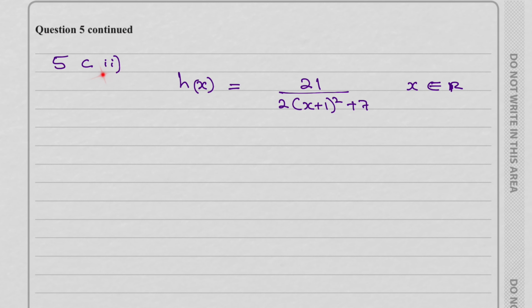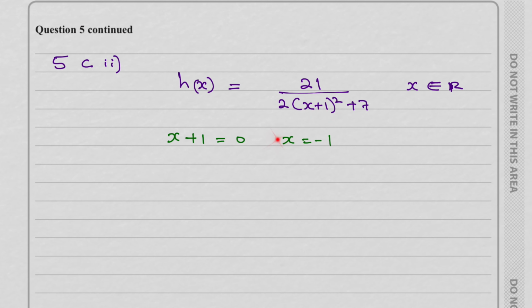So 5c part 2, h of x is equal to 21 over 2 into bracket x plus 1 to the power 2 plus 7. So that's f of x. This is set for all x having real value. So we have a function h of x, which is 21 over the function f of x. And we're finding the range of values of this function. What we have to do is set the bracket in the denominator to 0. Therefore, x equals minus 1.